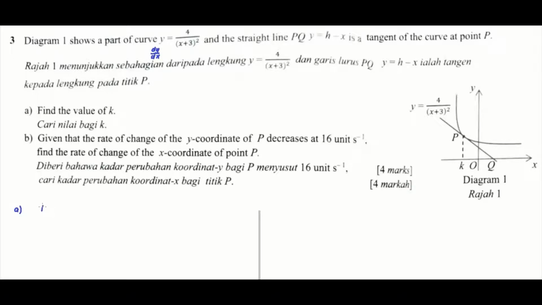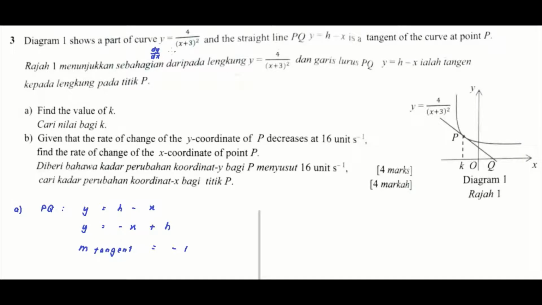For the line PQ, which is the tangent, the equation is y equals h minus x. We're just going to arrange it slightly: negative x plus h. From here, I'll be able to get the gradient of the tangent, because PQ is the tangent. So the gradient of the tangent is -1, because y equals mx plus c and my m is -1.